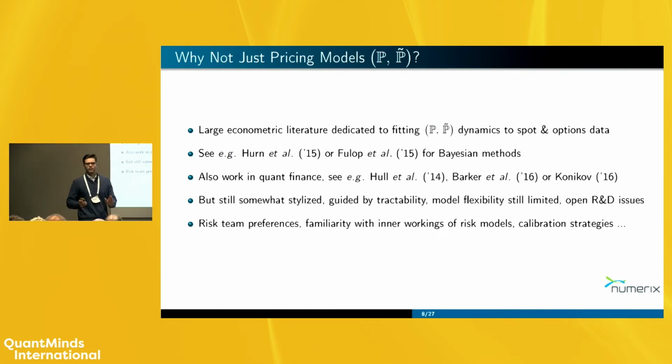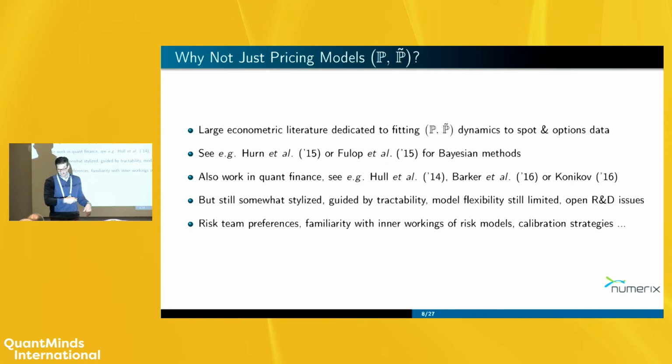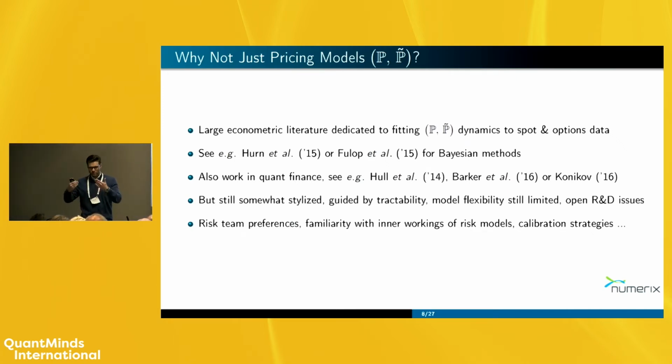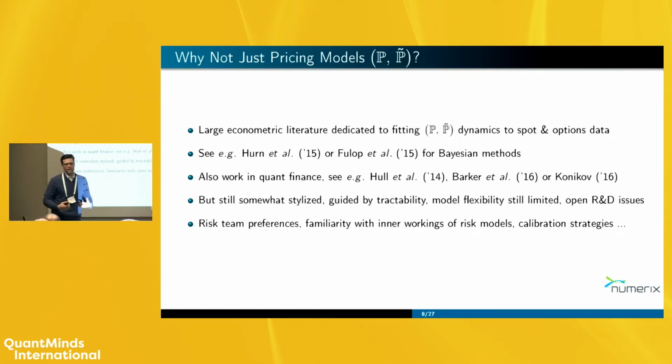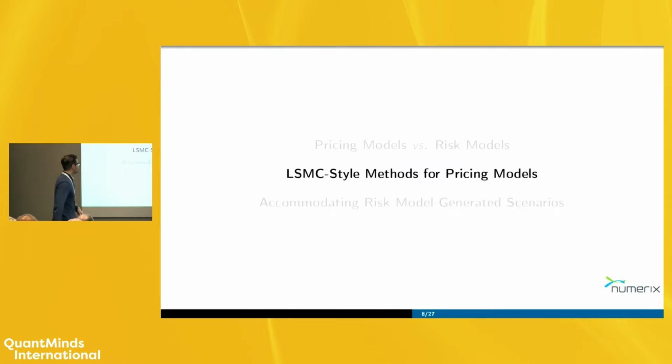You can calibrate pricing models, like real-world Bates, real-world Heston, to historical data. It's all doable, but it's hard. There's a huge econometric literature, and there's also some great work in the quant finance world as well: Hull, Sokol and White, Barker, Dickinson and Lipton, and a former colleague of mine, Mark Konnikov, estimating physical measure parameters for these pricing models. I would just say that again, this is kind of future work. Right now, this isn't really feasible. Not today. The models are not quite as flexible as you would need them to be to work in risk. All right, so I've got to keep moving.